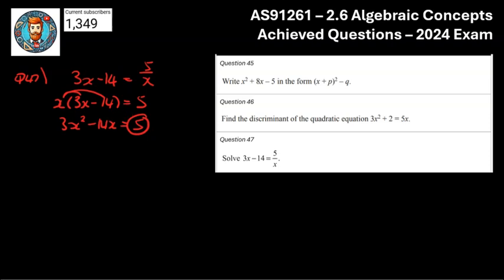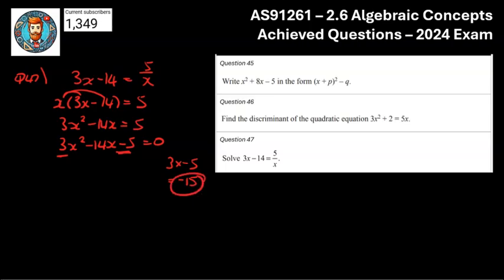Positive 5 becomes negative 5, so that's 3x squared minus 14x minus 5 equals 0. Now that I've got this, I'm just looking to factorize it. So this is our bread and butter kind of Year 12 calc factorizing. We start off by doing positive 3 times that. So 3 times negative 5 is equal to negative 15.